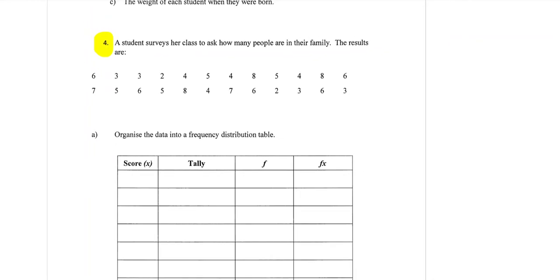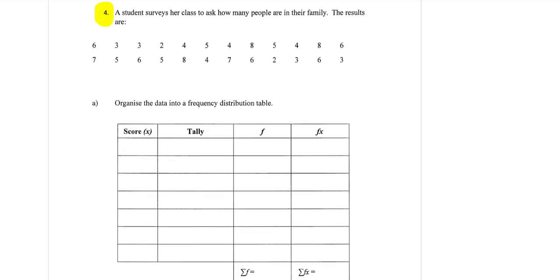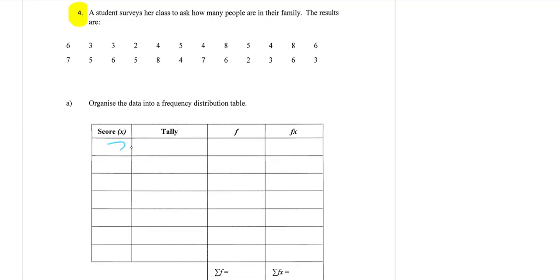Okay, so first job, organize the data into the table. So what is the lowest score that you can see in all those numbers? 2. What is the highest score? So we're going to go 2, 3, 4, 5, 6, 7, 8. Now the odds are, if the table is provided for you, then you're going to use every single one of those rows. So if you're missing a number or something, it probably is a bit of a clue that you've missed something and should fix it up.